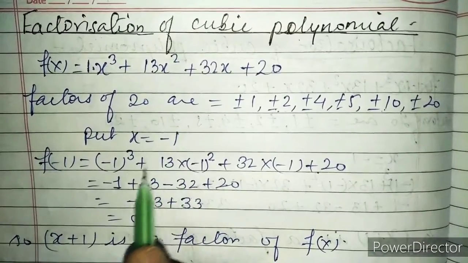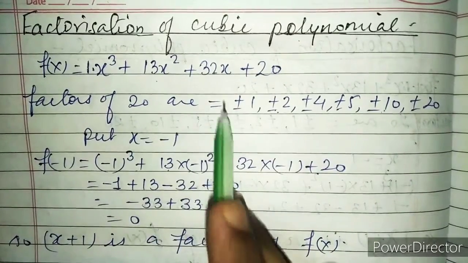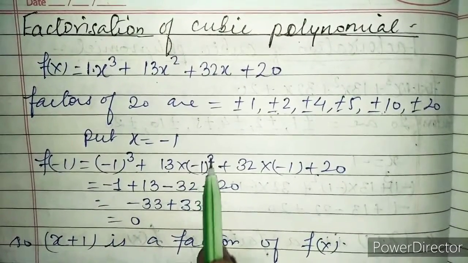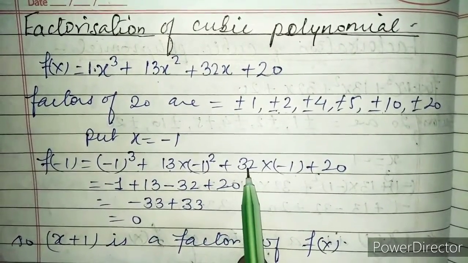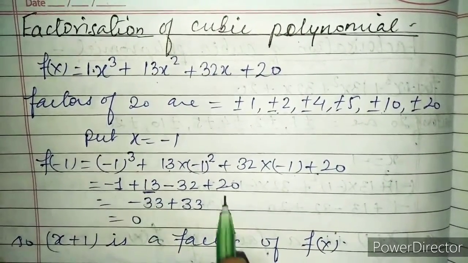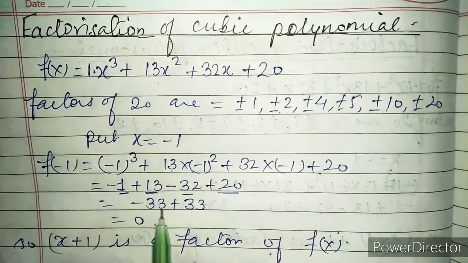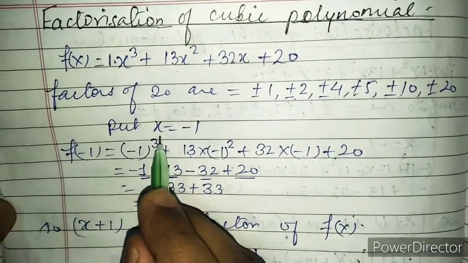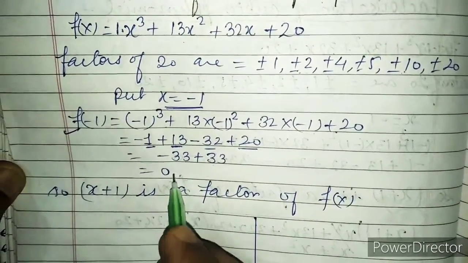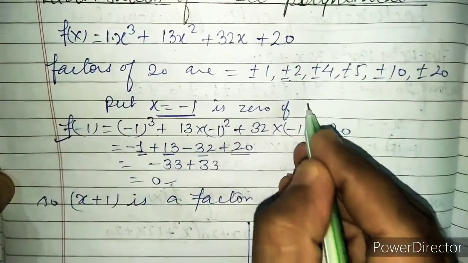When we choose x equal to minus 1, it becomes minus 1 cube plus 13 into minus 1 square plus 32 into minus 1 plus 20. It will be minus 1 plus 13, 32 into minus 1 becomes minus 32, and plus 20. Now see, the positives added together become 33, the negatives added together become minus 33. This will become 0. If by putting x equal to minus 1 the polynomial becomes 0, it means that x equal to minus 1 is a zero of f(x).